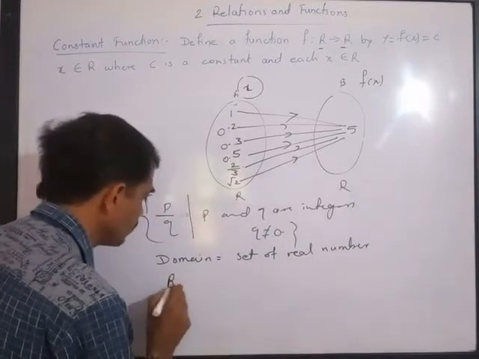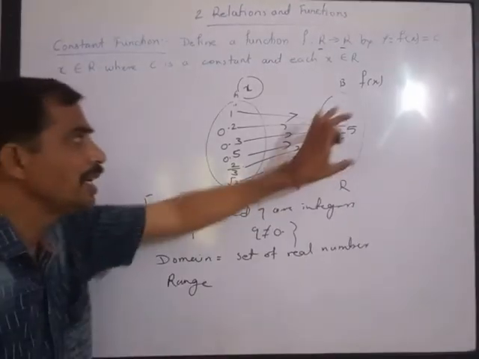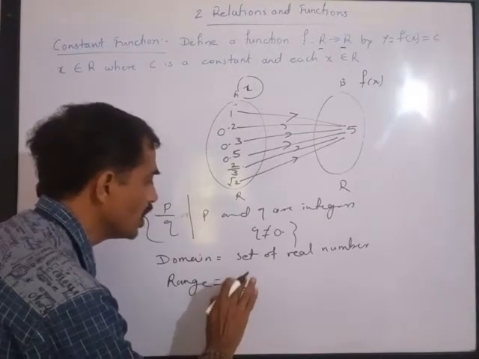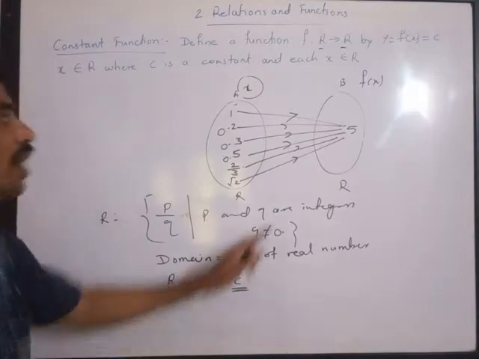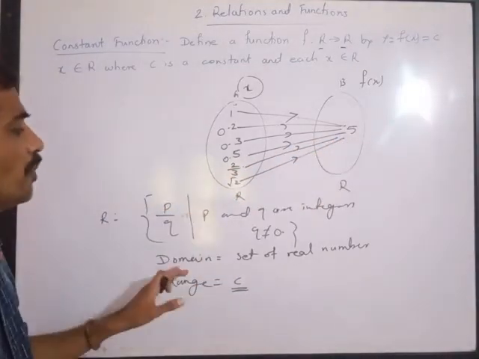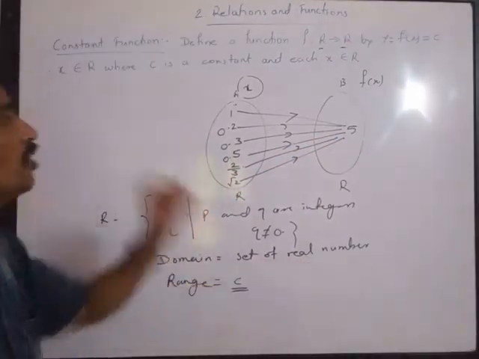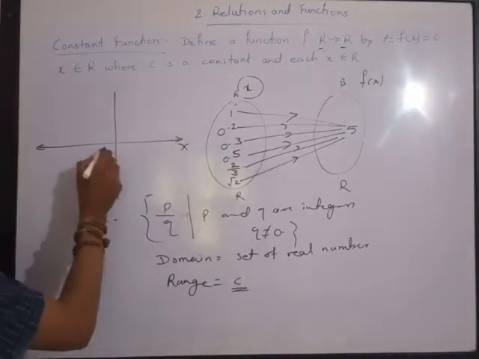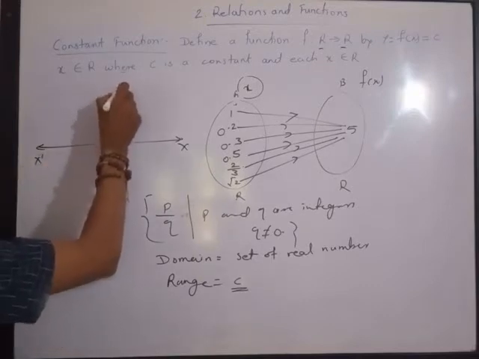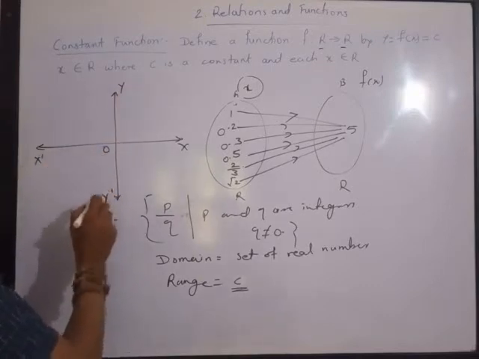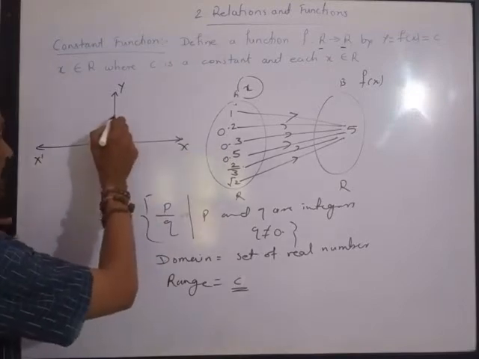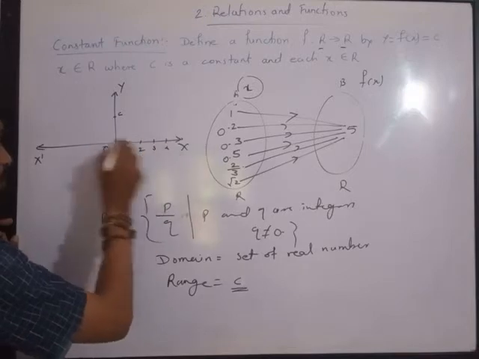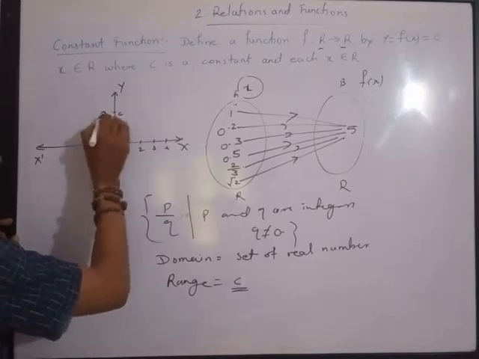And the range: in this example it is 5, but according to the definition it is always one number. It is always constant. It is always c. It is 5 in this case. So the range is 5, and the domain is the set of real numbers. And if you try to plot a graph, this is the x-axis, this is the y-axis.